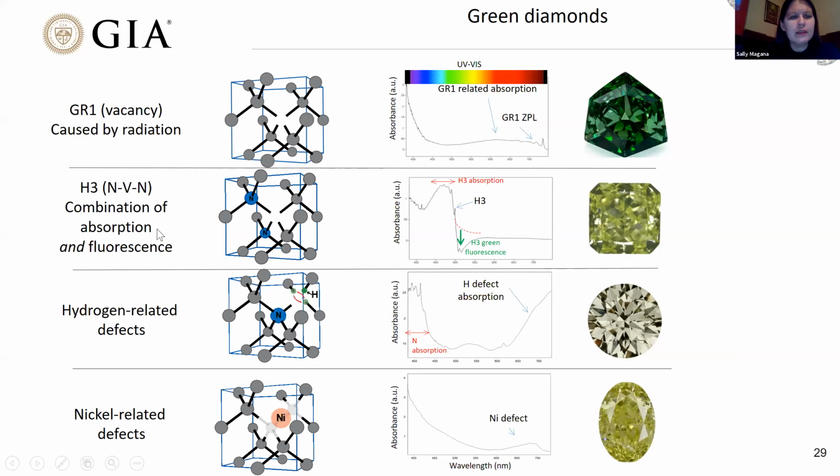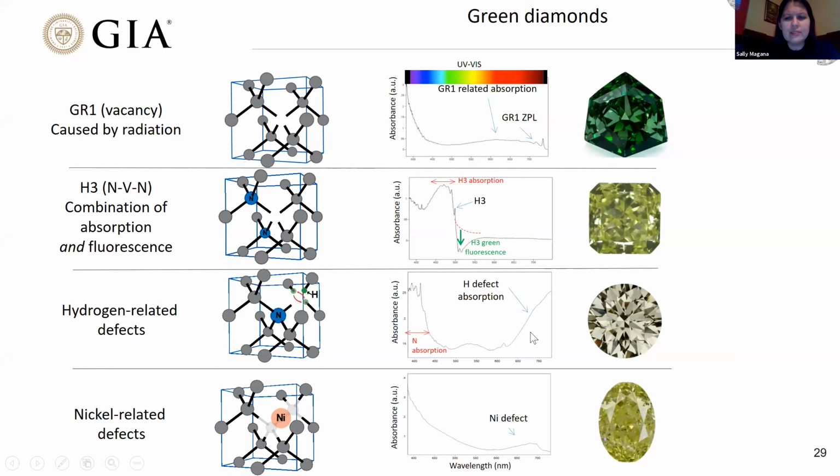And then the H3, we talked about that before in reference to yellow diamonds and how it can give greenish yellow color in diamonds. It can also give yellowish green color, as we can see here, where we can see a combination of both H3 absorption and H3 fluorescence. And so depending on how much fluorescence is present in the stone, we're able to see it is either predominantly yellow or predominantly green.